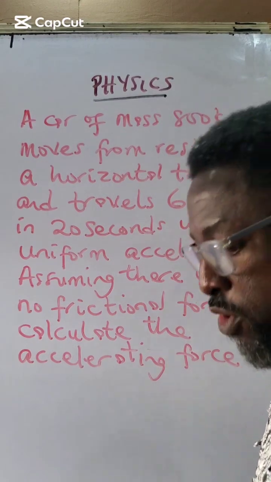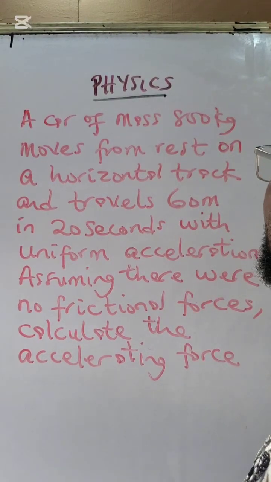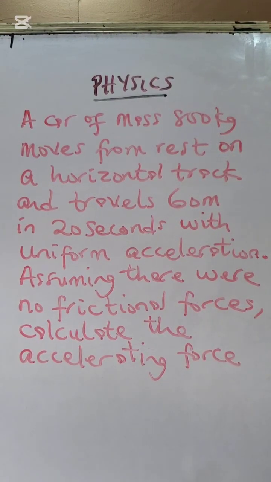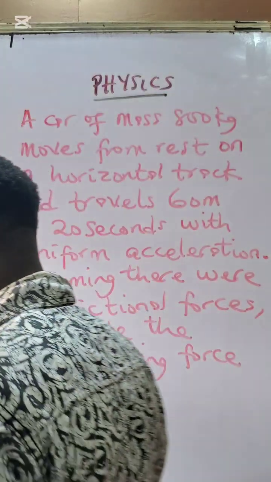Now take a look at the question on the board. It says a car of mass 800 kg moves from rest on a horizontal track and travels 60 meters in 20 seconds with uniform acceleration. Assuming there were no frictional forces, calculate the accelerating force.